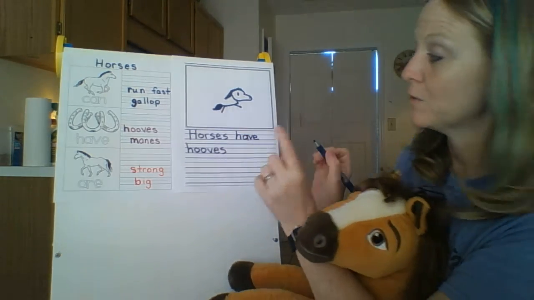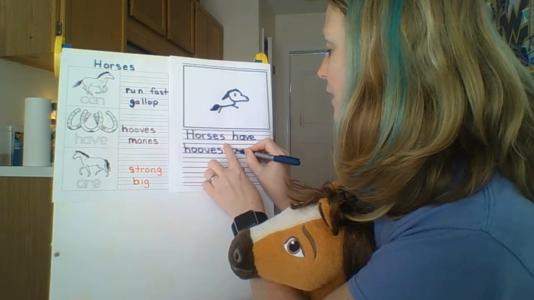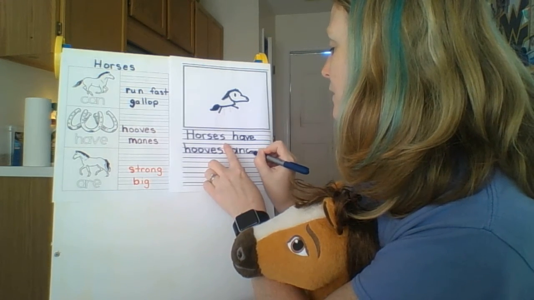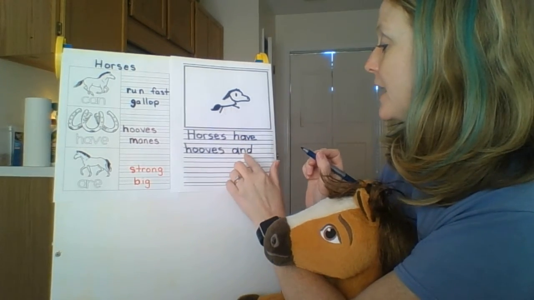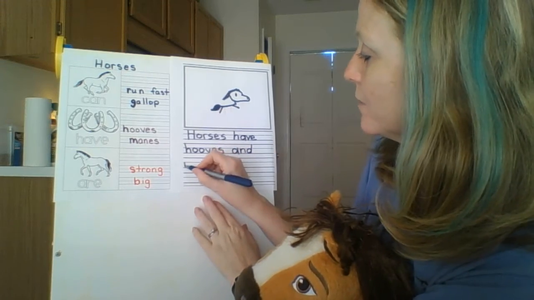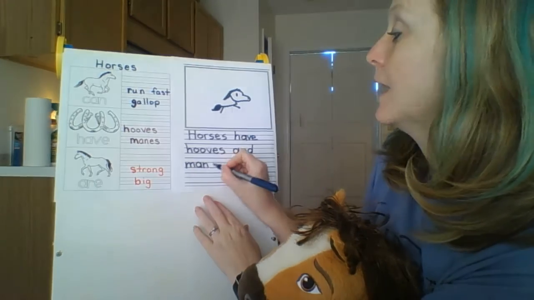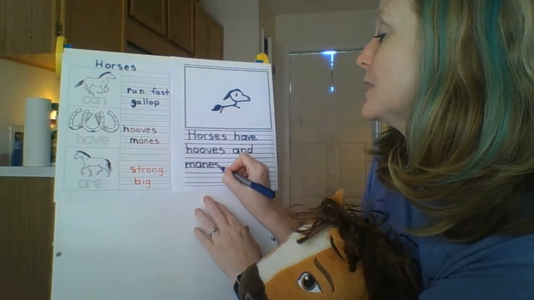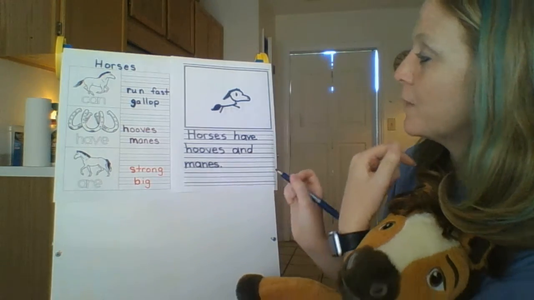And here comes that magic word. It's not on my paper, but I know how to spell and. We've been practicing it for a long time at school. And horses have hooves and manes. And I don't think it'll fit right there, so I'm going to go ahead and come back down to the next one. Now, I said 3 good sentences, but if you see what's happened so far with my 1 good sentence, I've almost used up my whole paper.